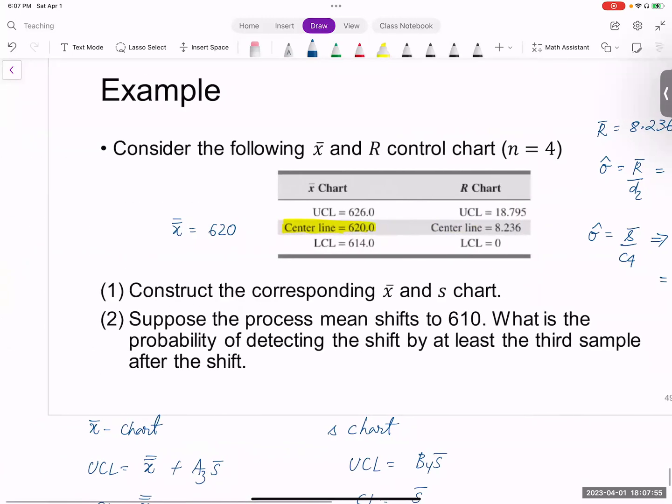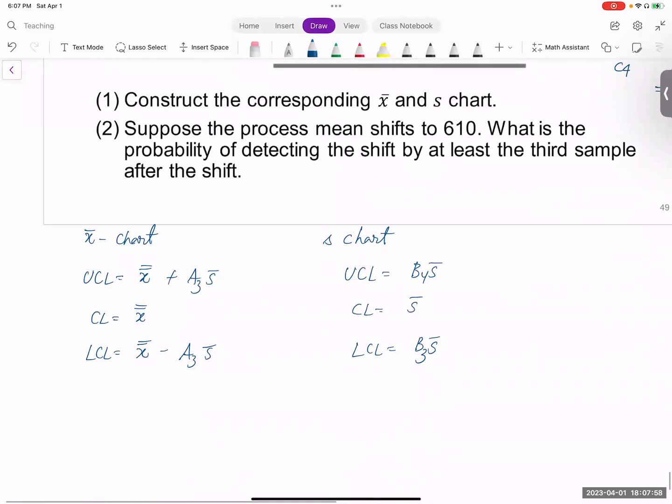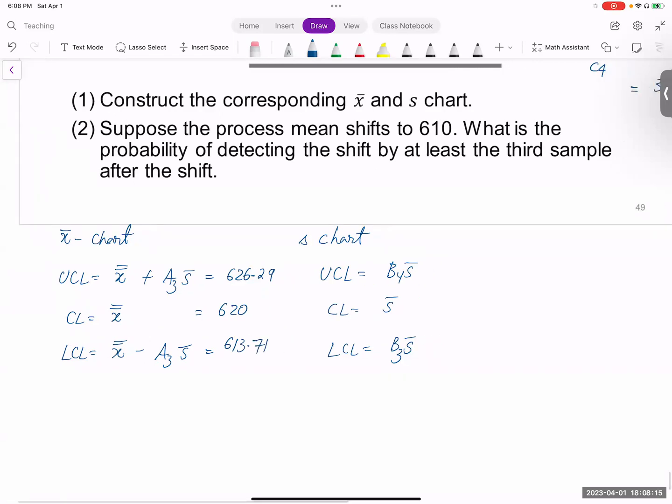Now you can plug these numbers in and you'll get the X bar chart UCL of 626.29. Center line remains the same, 620. LCL is 613.71. And then on the right-hand side, your S chart: your UCL is 8.351, S bar is 3.865, and LCL is 0 because B3 is 0.